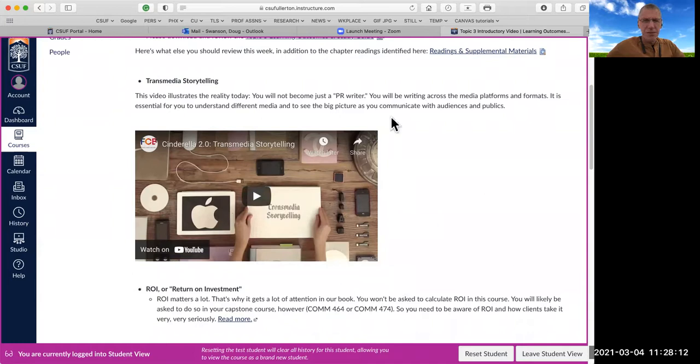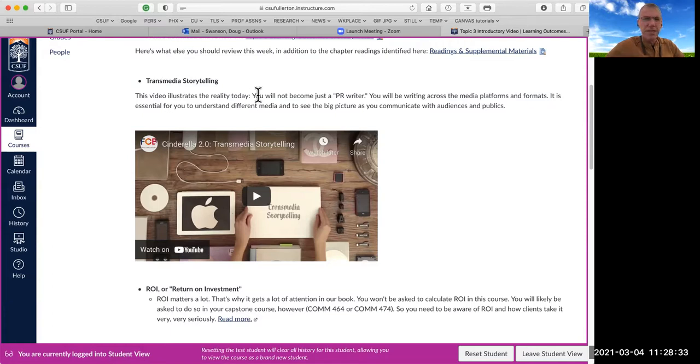First item I have here at the top, transmedia storytelling. This is what I'm talking about. This is integrated marketing communication. This is what it's all about. So as a PR writer, you're learning to write in a variety of different ways, targeting audiences and publics in different but very similar ways.